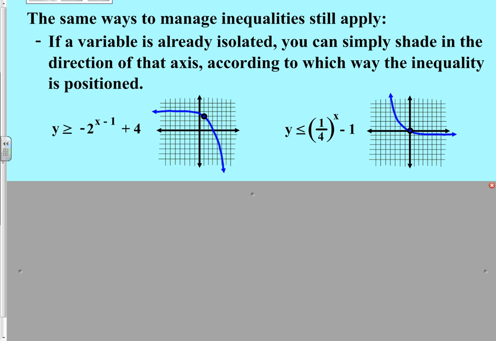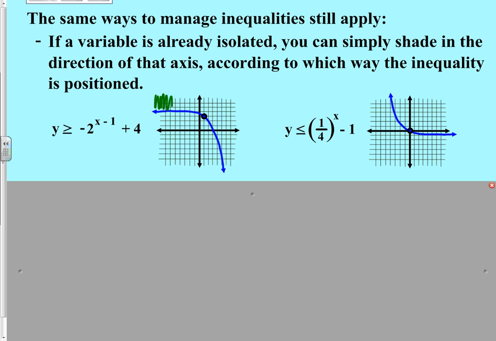Okay, but anyway, coming back to what we're talking about now. When the equation says, as the one on the left shows, y is greater than or equal to negative 2 to the x minus 1 plus 4, then again, all you have to do is ask yourself, where are the larger values of y? Where is y greater? And of course, y is greater going upward.